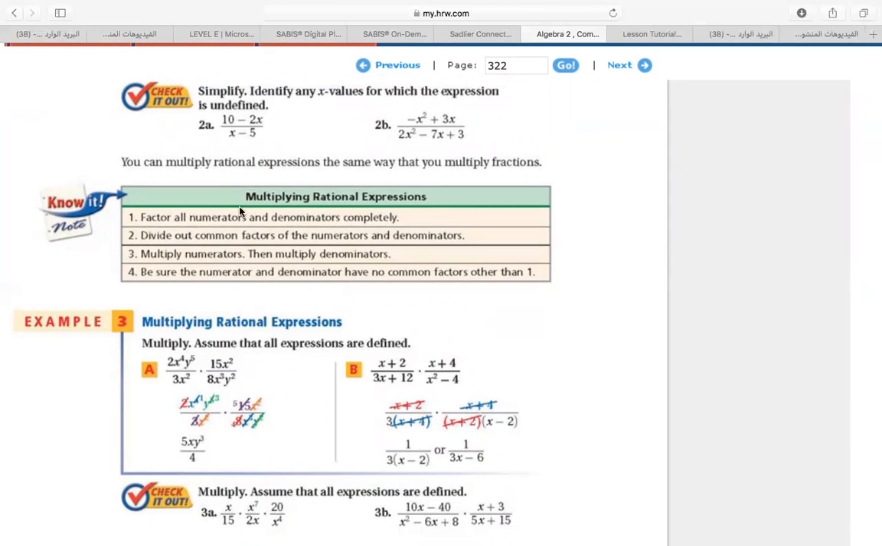Multiplying rational expressions. Number 1, factor all numerators and denominators completely. Number 2, divide out common factors of the numerators and denominators. Number 3, multiply numerators and multiply denominators. Number 4, be sure the numerator and denominator have no common factors other than 1.